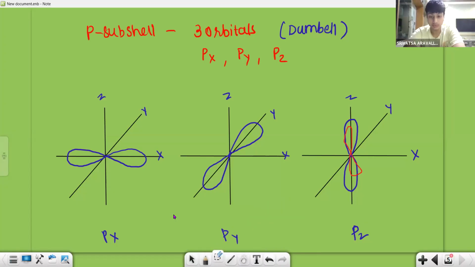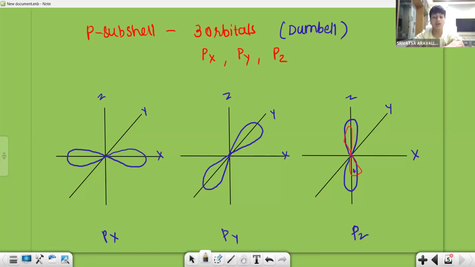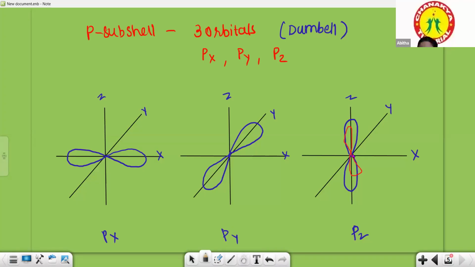So in case of PX, PY, and PZ, you can see the lobes are shown on the axis. And all these look like dumbbells, so the name is given as dumbbell. Okay, clear. Please erase your work, Srivatsa.